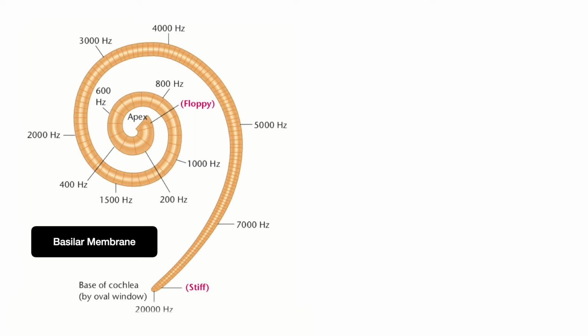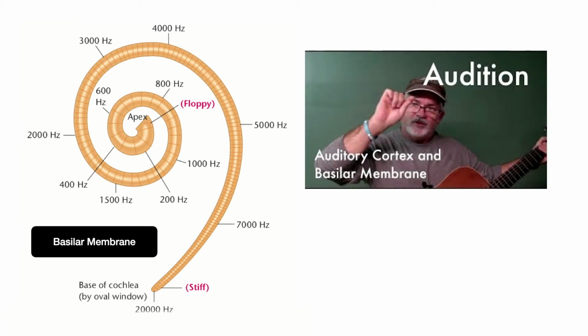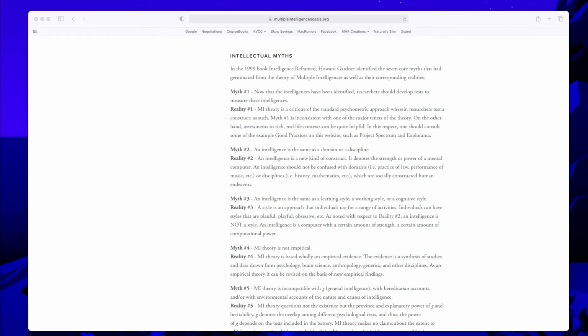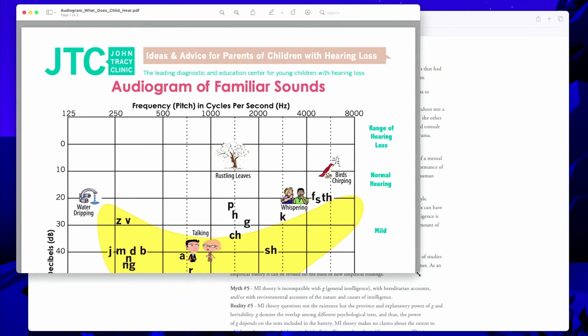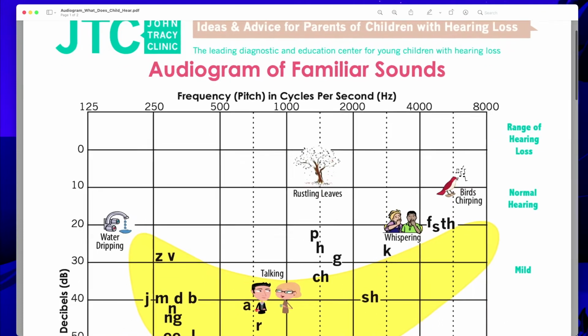Now, I included in the course a link to Dr. K's Psychobabble video on the auditory cortex and the basilar membrane, where I go into some detail about this particular topic. But I'm going to spend a little time here taking a look at a particular graphic, to talk about frequency and how we hear things.